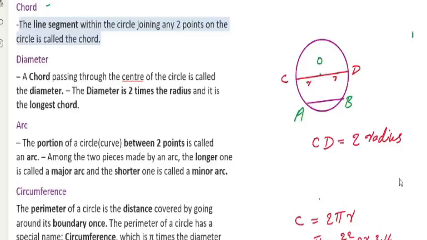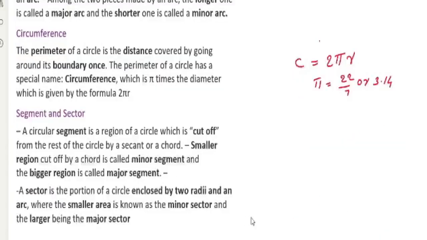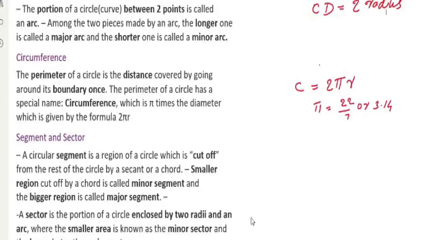The next terms related to circle are segment and sector. Segment and sector of a circle. A circular segment is a region of a circle which is cut off from the rest of the circle by a secant or a chord. The smaller region cut off by the chord is called minor segment, and the bigger region is called major segment.